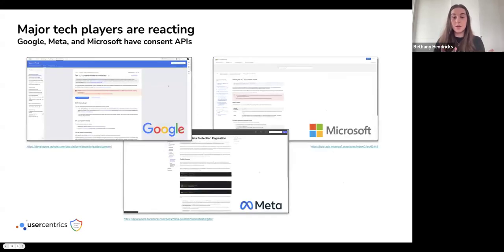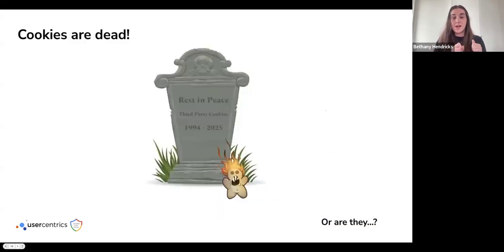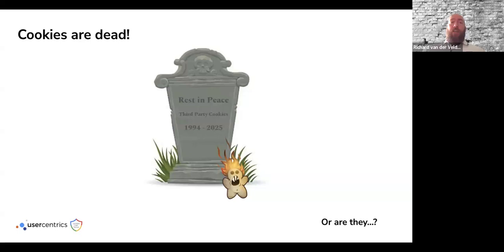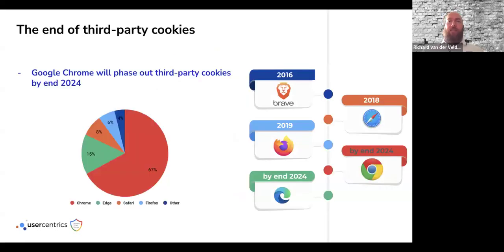And the other tech players are also following this trend, and they have their own consent APIs. So let's get into the topic of the end of third-party cookies. Cookies are dead, are they? We're not sure. Maybe. I'm going to hand over to my colleague Richard to get more into this topic for you guys. So yeah, are they? Not quite, but we are getting there.